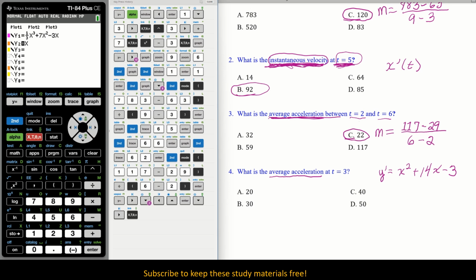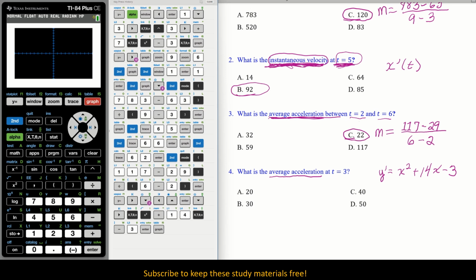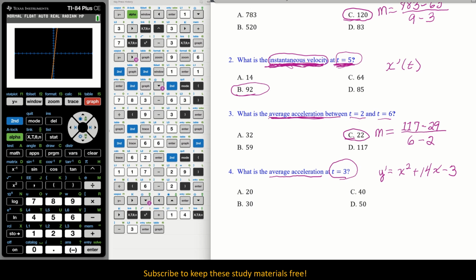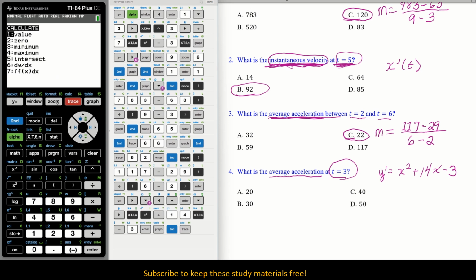So let's see, x squared, okay, plus 14x minus the 3, okay? All right, now see it's highlighted, and let's graph, and you'll see it should be the orange color. And there it is, which we aren't seeing the whole thing. Doesn't matter. We just want to know what the next derivative value would be at 3. So what do? Second trace and say 3 enter.